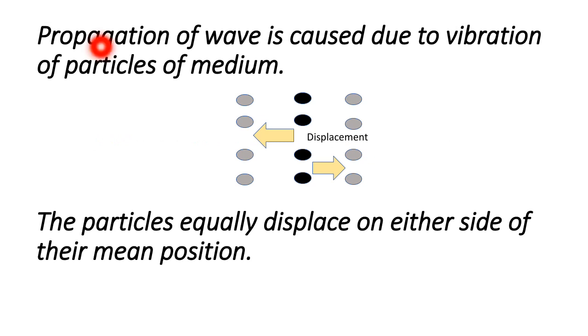See this line: propagation of wave is caused due to vibration of particles of a medium, as we all know. See here, from the picture you can easily understand. These are the particles, and those particles are vibrating toward the right and toward the left. That means those particles are vibrating like that. From the mean position of the particle it displaces up to that much, and on the other side it displaces up to that much. So the particles equally displace on either side of their mean position.